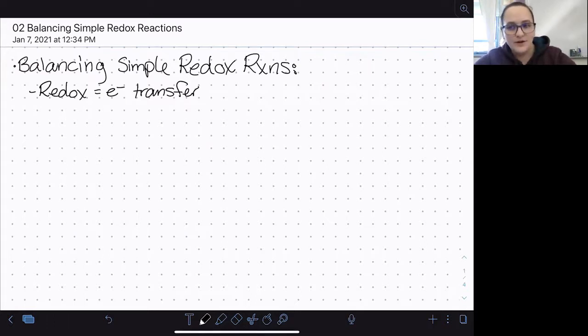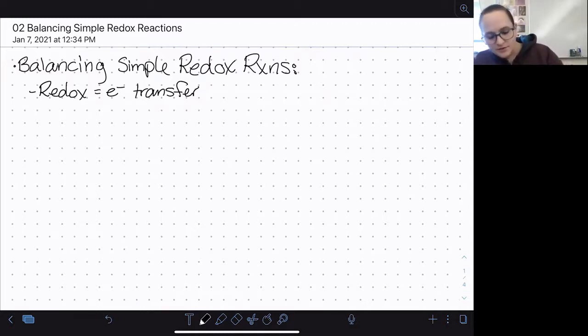And up to this point in your chemistry career, you've only really had to think about the mass, and the charge has just kind of worked itself out on its own. So although you have been balancing for charge, you haven't had to think about it separately. Now, because electrons are moving around independently, you need to think about it. And we have a process for that that's a little bit different.